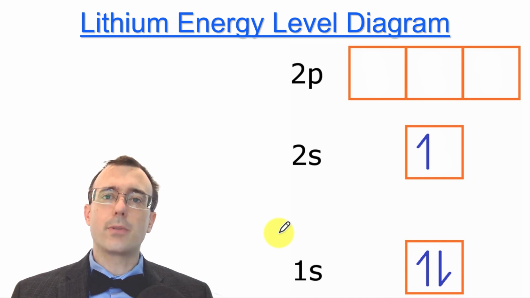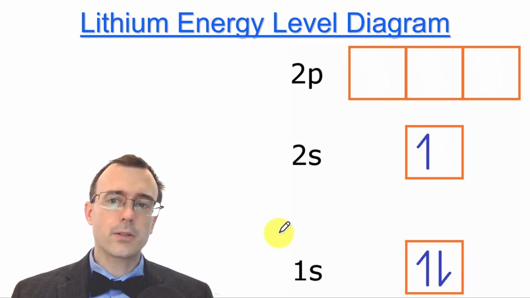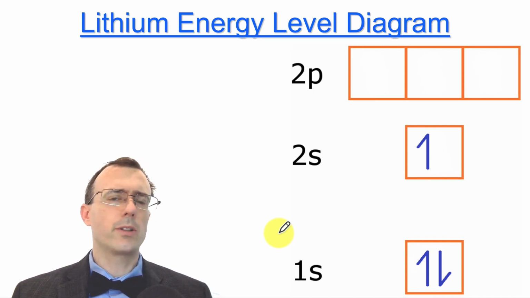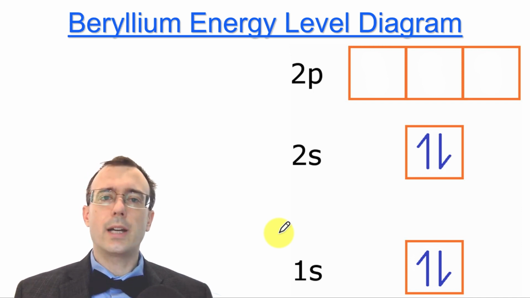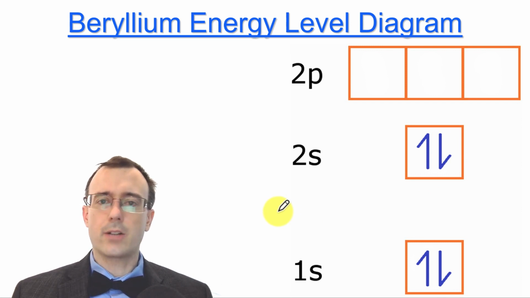After lithium is beryllium. Beryllium has 4 electrons, and so that 4th electron is going to go where? That's right. It's going to go in the 2s subshell. And we're going to put it down because if you have one up, the other one must go down, right? They cannot both be pointing the same direction.